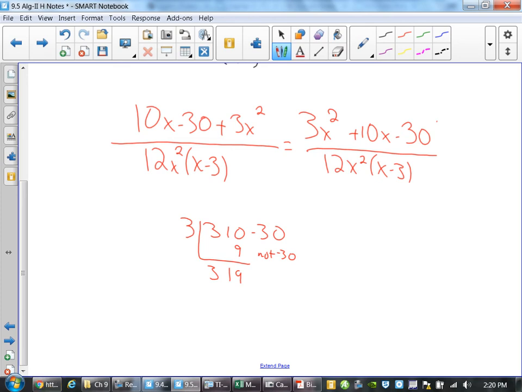Whatever, you guys are like, what? What I'm doing here right now is checking to see if x minus 3 is a term of 3x squared plus 10x minus 30. If it was a term, I could synthetically divide by 3 and I would get a 0 at the end. Remember that? It's obviously not going to be a negative 30 when I use synthetic division here. So can I factor that and simplify it?